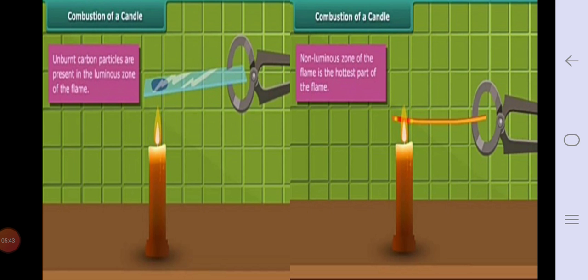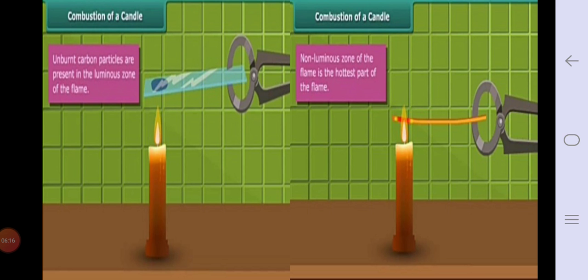Means you have to hold it slightly inside. Okay. For about 30 seconds. Notice that the portion of the copper wire just outside the flame gets red hot. Does it indicate that the non-luminous zone of the flame has a high temperature? In fact, this part of the flame is the hottest part. So you have to hold it at the upper layer, so it becomes red, so it indicates it is the hottest part.